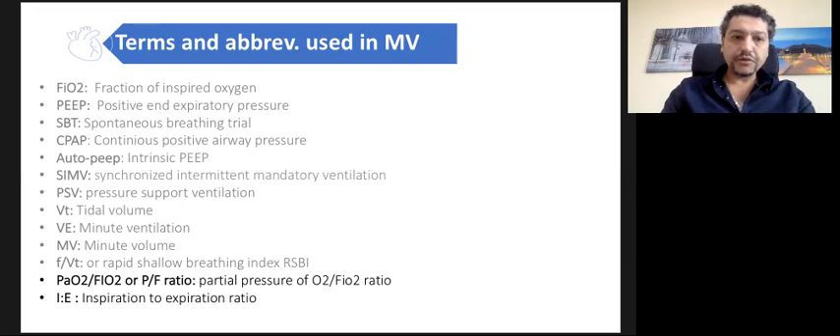This is basically the partial pressure of oxygen over the FiO2 ratio. We know that usually the normal value is 500 or above. And usually we use it to risk stratify patients with acute lung injury or ARDS. And finally, I to E, or inspiratory to expiratory ratio.